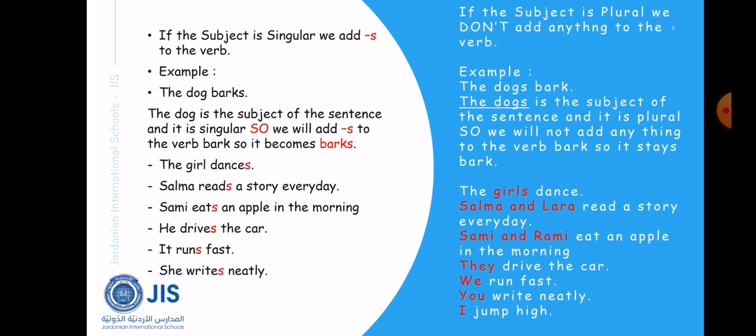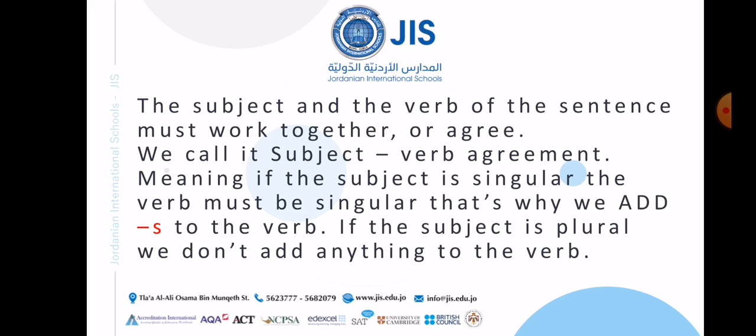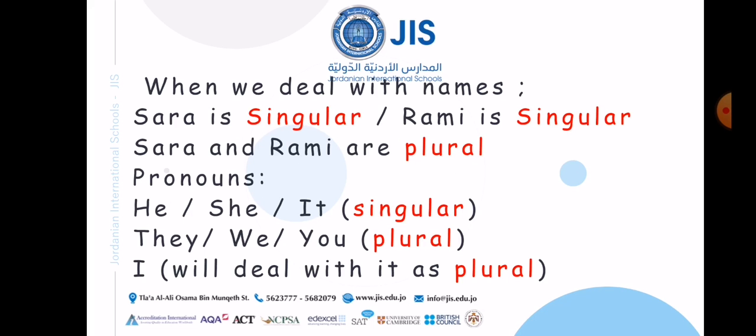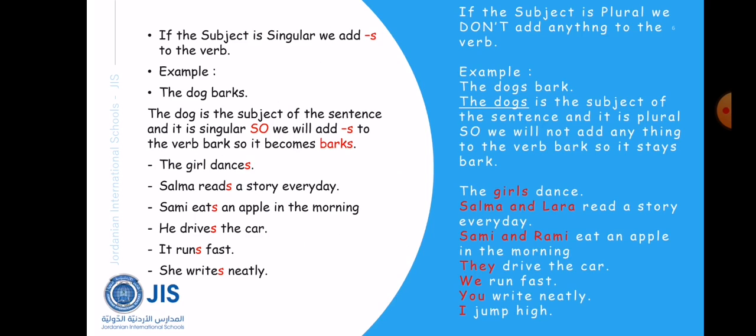And the last sentence, I jump high. And like I told you in the previous slide, I said I will deal with it as plural. So look at the sentence. I jump high. I cannot say I jumps, because I will deal with the pronoun I as a plural one.